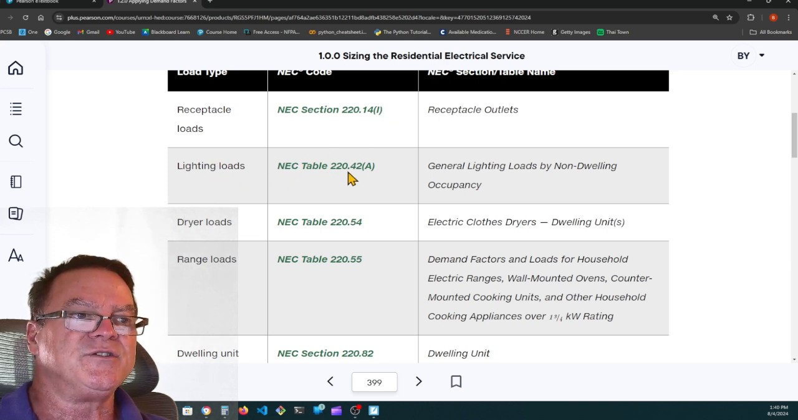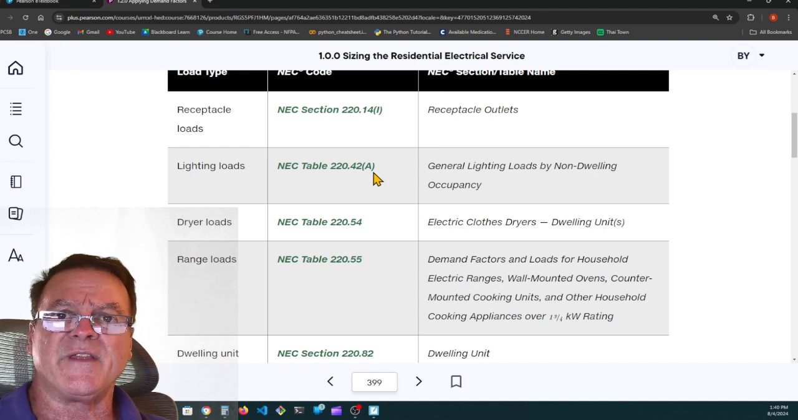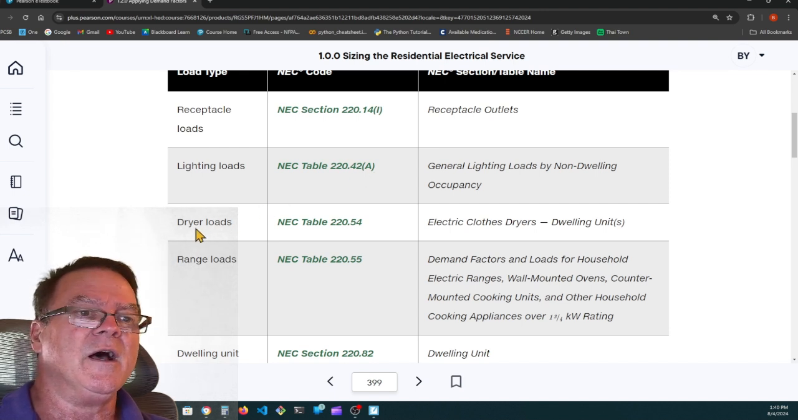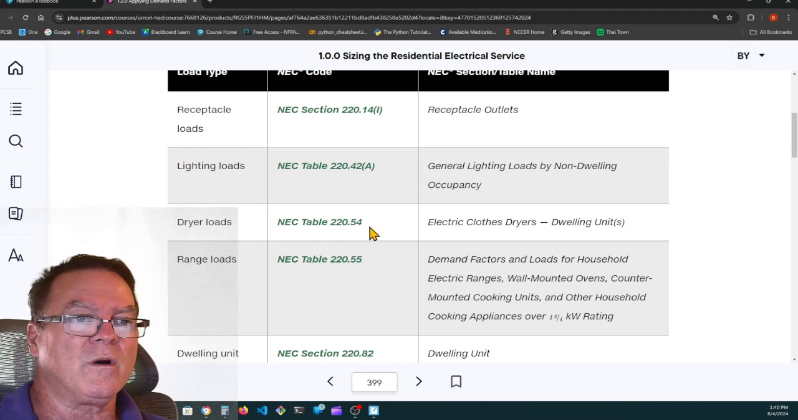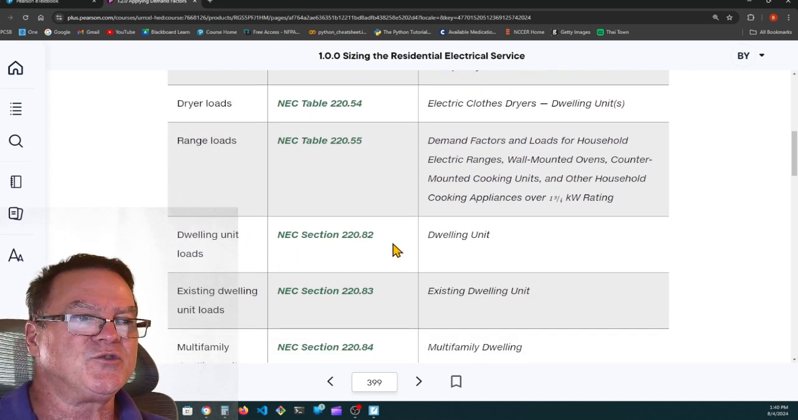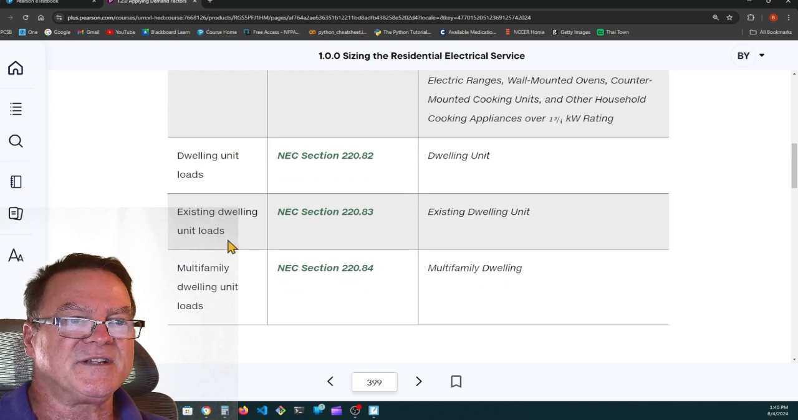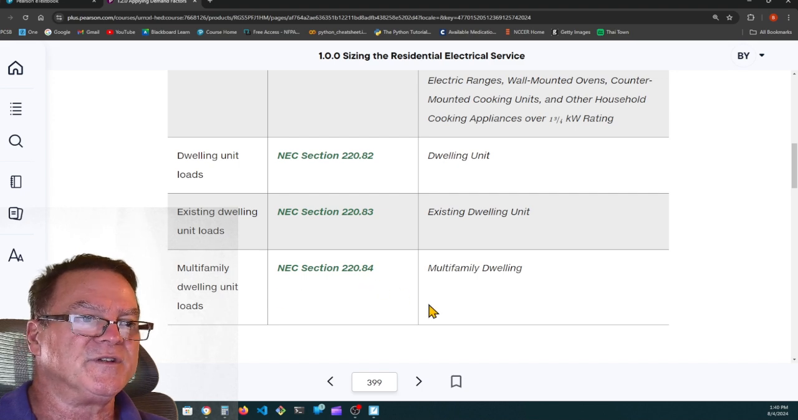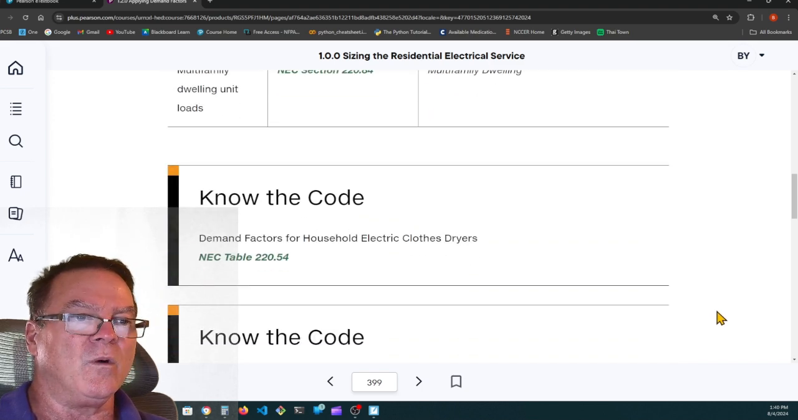Lighting loads, 220.42(A). And that was that first 3,000 volt amps at 100%. Dryer load, NEC Table 220.54. Range loads, NEC Table 220.55. Dwelling unit loads, 220.82. Existing dwelling unit loads, 220.83. Multifamily dwelling loads, 220.84.